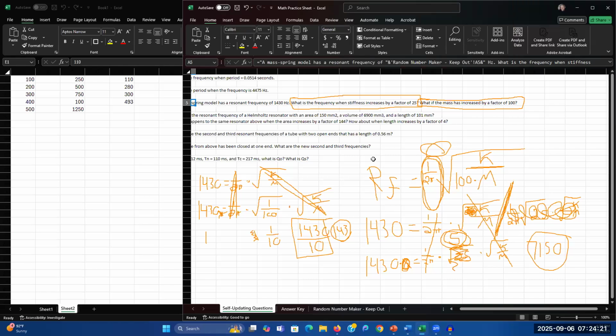So you said that what increases the stiffness or the mass? For that third question, it's just going to say the resonant frequency increases. So you don't do anything with the formula. You just multiply the resonant frequency.